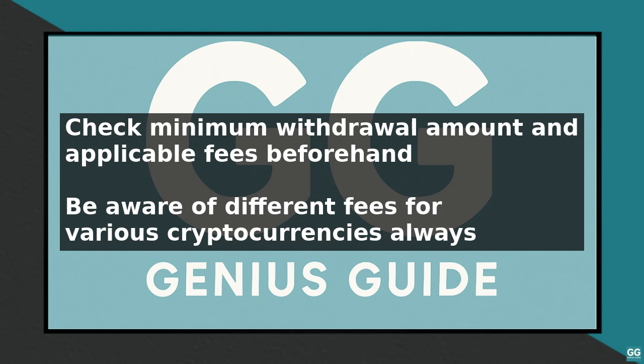Once you have entered the recipient address and checked the fees, click on the Withdraw button to initiate the transfer. The transfer may take some time to complete, depending on the blockchain network and the amount of traffic. You can track the status of your transfer by clicking on the Transaction History section in your FTX account.